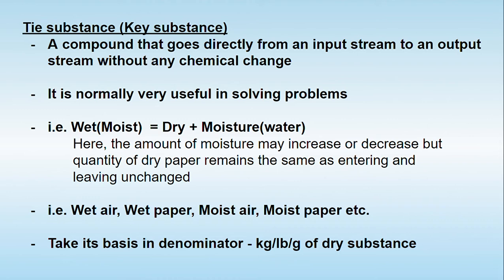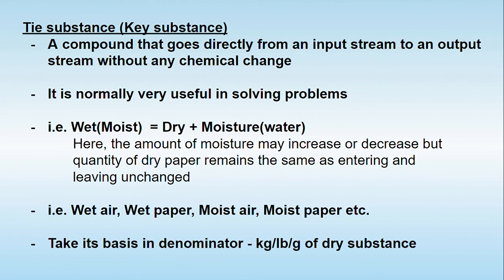There will not be any change in the quantity or chemically in the amount of that dry air. So in this case we can take the dry air as the key or tie substance, which should be used as a basis. Always we take the basis, as you know, in the denominator, and we take either a kilogram, pound or gram of that dry substance as a unit.